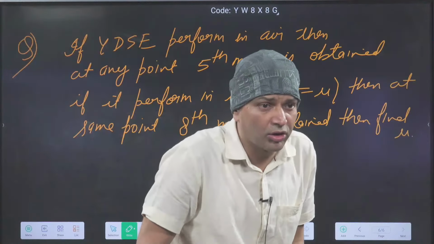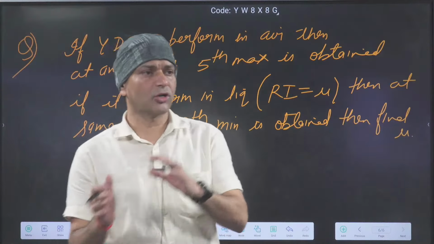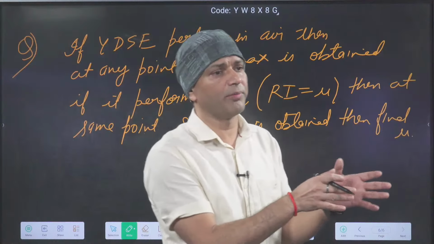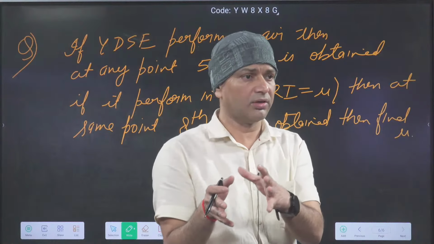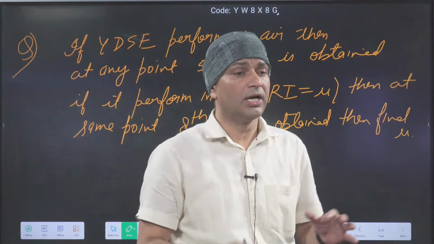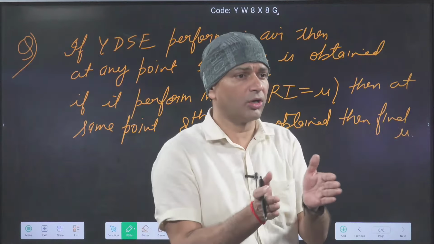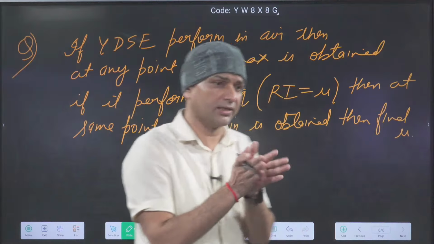Are everybody getting or not? So suppose in place of air or vacuum, we are performing the YDSE in a liquid whose refractive index is mu, then the whole pattern becomes narrower, or fringe width will decrease. Okay.